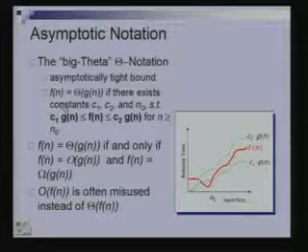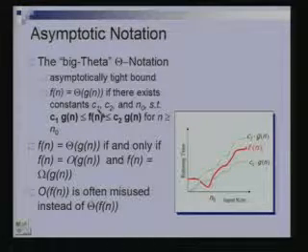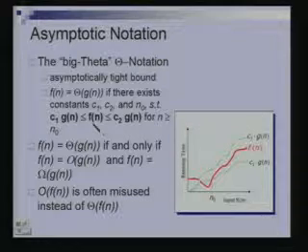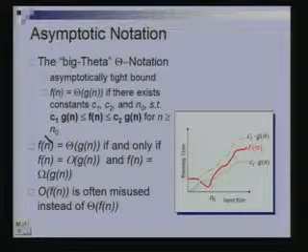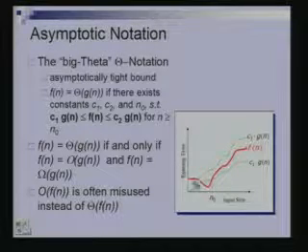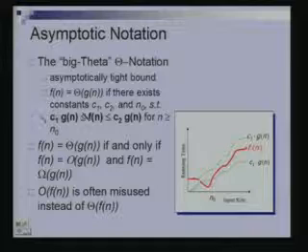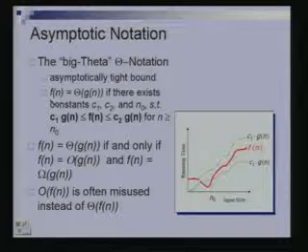The theta notation: f of n is theta of g of n if there exist constants c1 and c2 such that f of n is sandwiched between c1 times g of n and c2 times g of n. That is, beyond a certain point, f of n lies between one constant times g of n and another constant times g of n. So then we say that f of n is theta of g of n. That is, f of n grows like g of n in the limit.